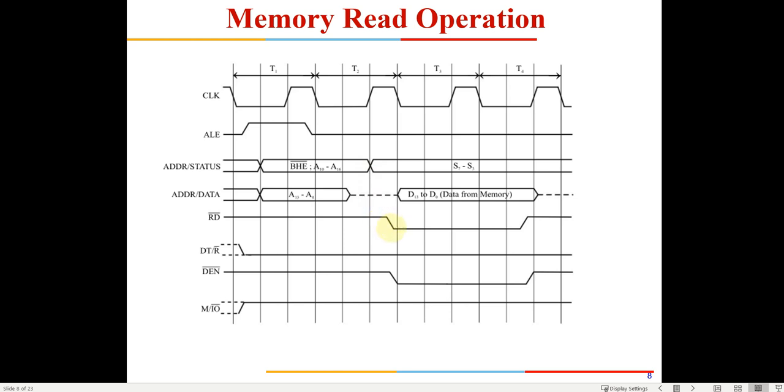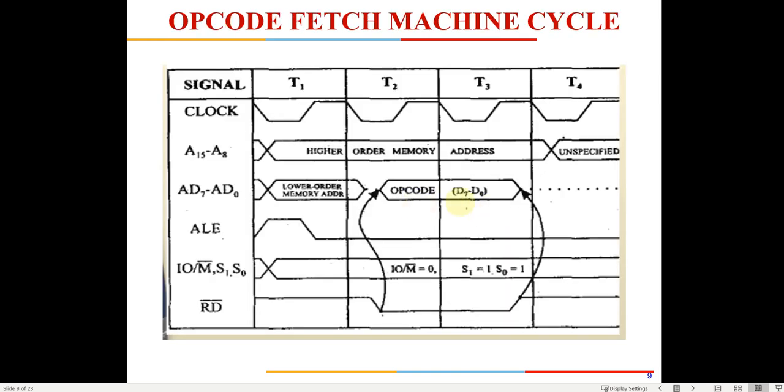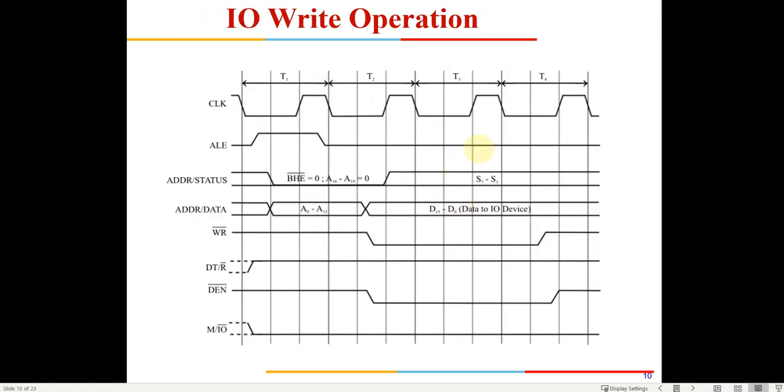So after a certain duration, the data from the memory will be available on the data bus. Then in the next clock cycle you don't do anything, and in the fourth clock cycle the data is fed into the microprocessor.